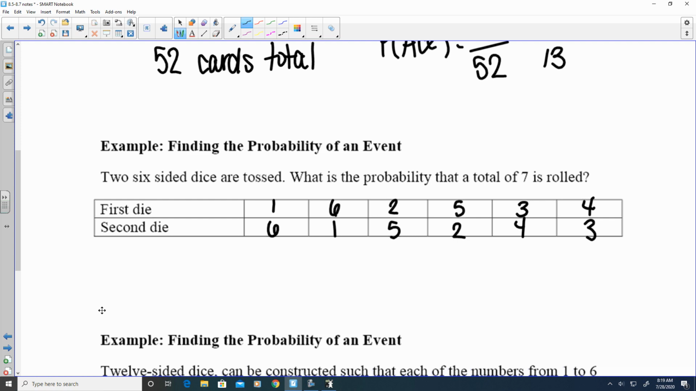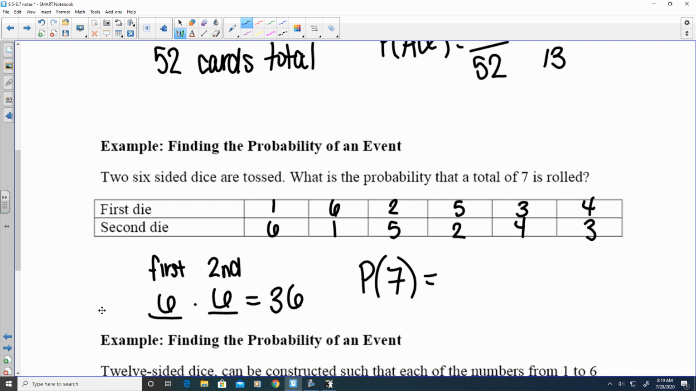But how many combinations are there total? How do I know how many events are in my sample space? Well, if I have 6 options on the first die and 6 options on the second die, remember the law of counting tells us that there are 36 total options if we multiply the number of each option together. So if I know there are 36 total options and there are 6 ways of rolling a 7, the probability of a 7 is 6 over 36, which is 1/6 when we simplify it.